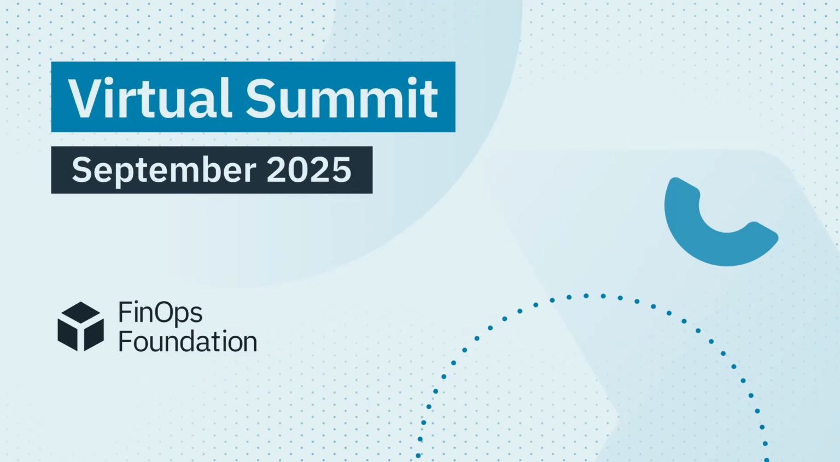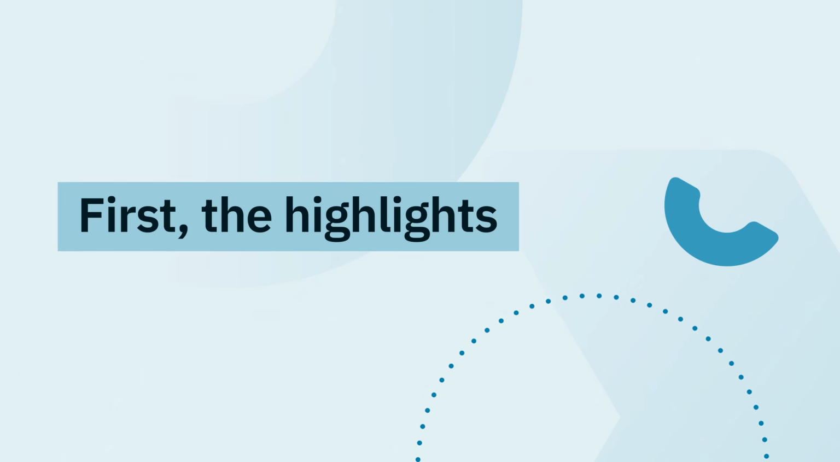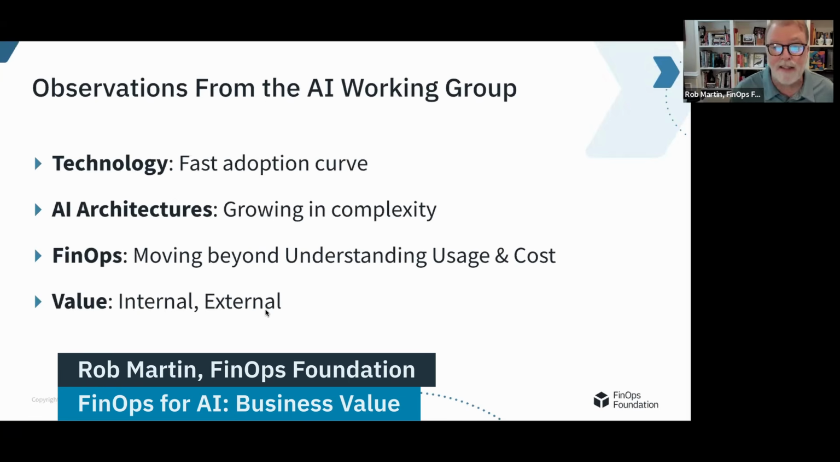AI architecture is also getting much more complex, and we'll talk about that in a second. Your FinOps practice, therefore, needs to also evolve to become more complex than maybe what we've even seen a few months back. And we all need to focus, as we saw in that poll, on the value. What's the internal value? What's the external value? And how are we going to measure that going forward?